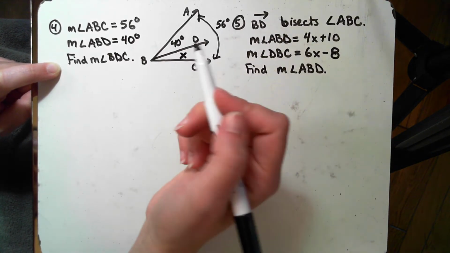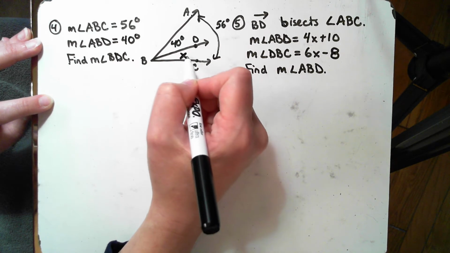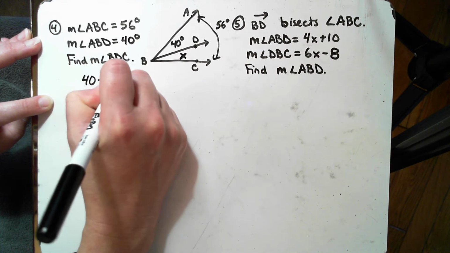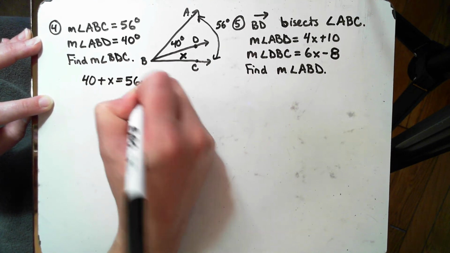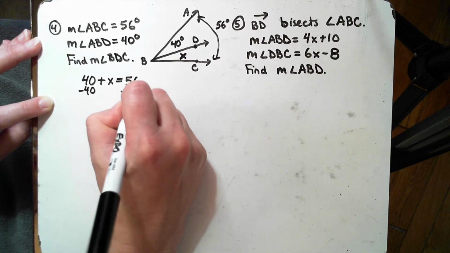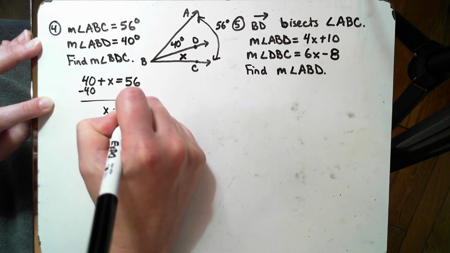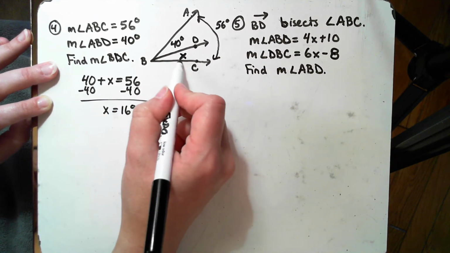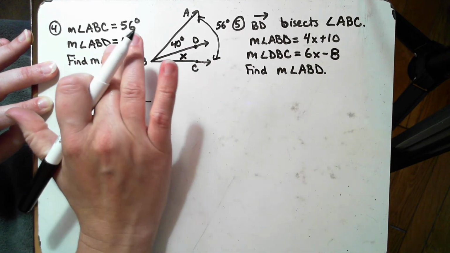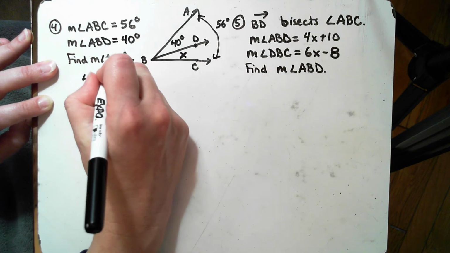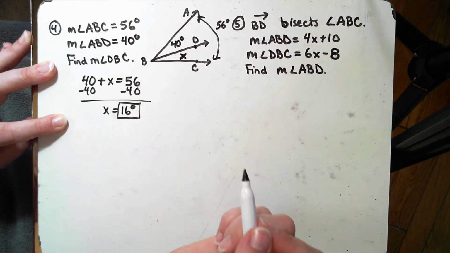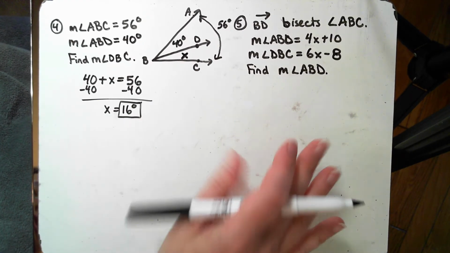Now I'm going to use the angle addition postulate. Remember, part plus part equals whole. So I have 40 degrees plus X equals the total measure of 56. Now all I have to do is solve this. I'll subtract 40 on both sides to find out that X is 16 degrees. And that's what I needed because see the X is for DBC, and I accidentally wrote that wrong. DBC. Okay, so X is 16 degrees. Sorry about that mistake.